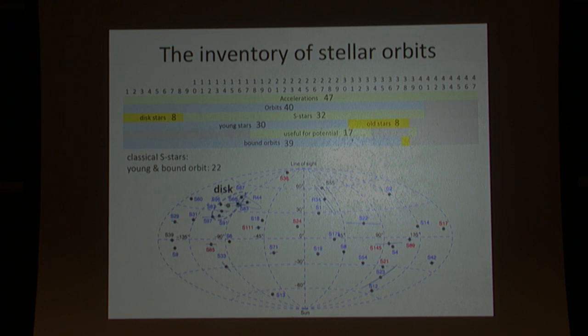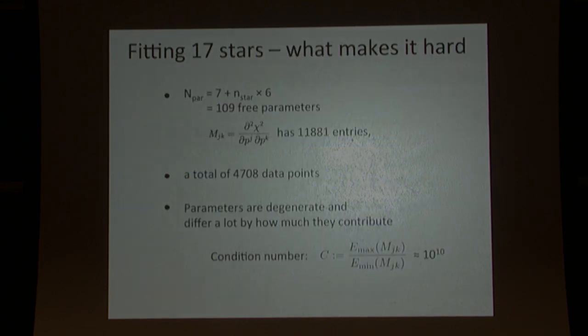17 of these stars are useful for determining the potential, and bound are 39 of the orbits. One orbit is actually unbound, so there's one star which is unbound to the black hole. So we have 17 stars which we can use for determining the potential, and if you think about this, it's actually a hard problem. It's a fitting problem which has 109 free parameters, so the error matrix has quite a number of entries. The number of data points goes in the thousands, and the parameters are degenerate with each other, and in particular they differ a lot by how much they contribute to the potential.